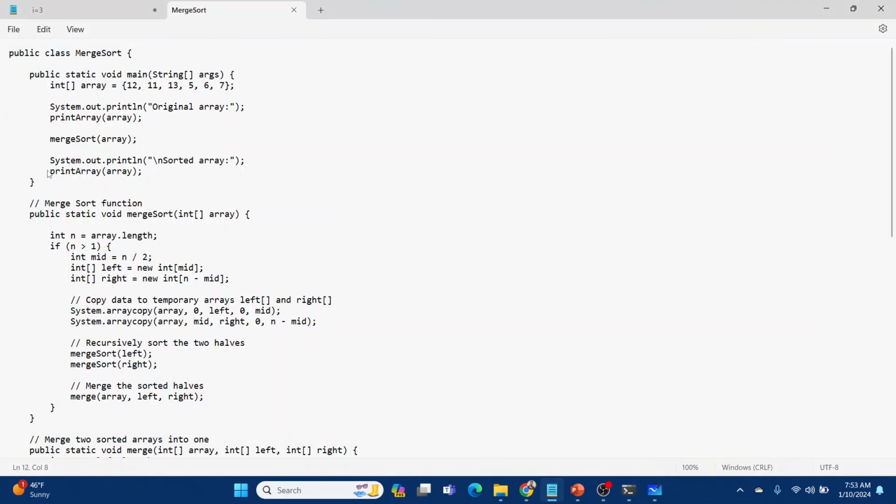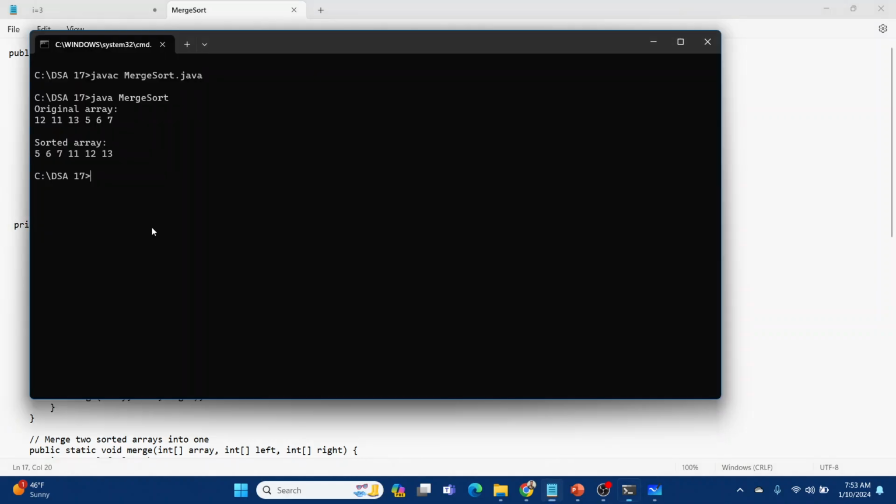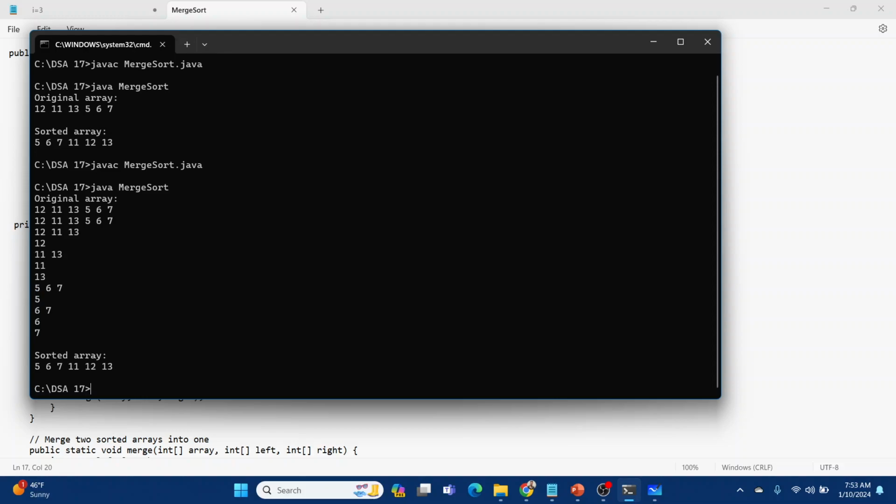Now we will try to print the maximum details. We'll pick this print array function and print it over here, whenever the recursion happens. We are printing the divide part. If you see, it is divided into two parts, 12, 11, 13. Then it is divided into two parts again, 12 is alone, 11, 13 together. Now it will divide 11, 13 again, and now 11 and 13 are also alone, a single element. Then 5, 6, 7 is also broken, into 5, then 6, 7.